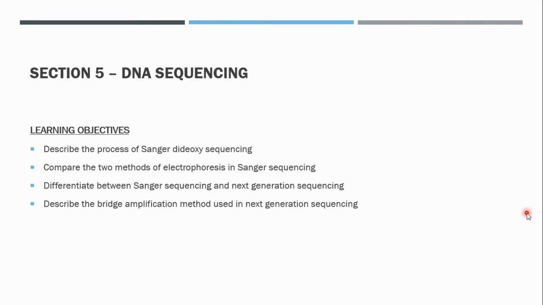So let's take a look at the learning objectives for this section. Firstly, we will have to describe the process of Sanger dideoxy sequencing. Then compare the two methods of electrophoresis that are used in Sanger sequencing. We will then differentiate between Sanger sequencing and next generation sequencing, and then discuss the bridge amplification method that is used in next generation sequencing.